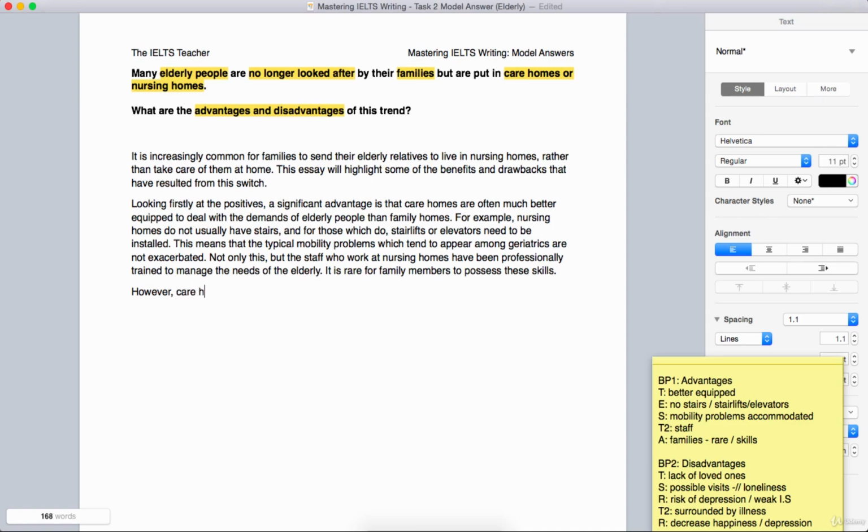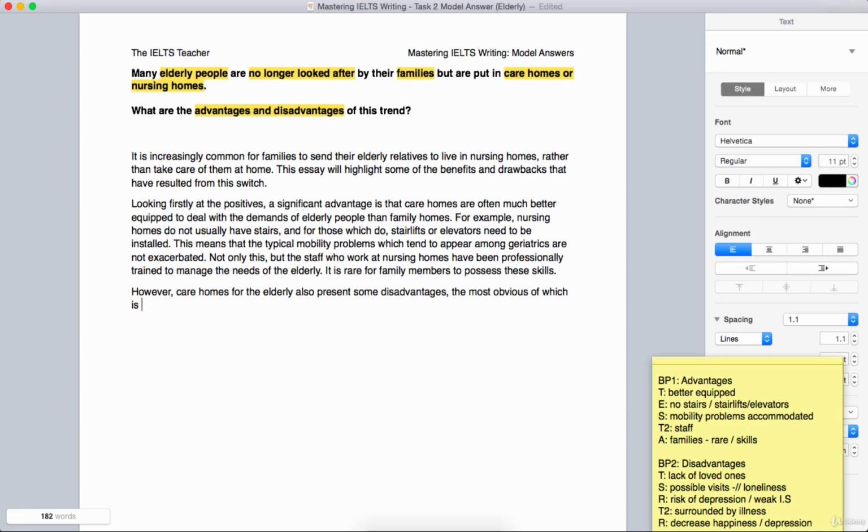However, care homes, so that's what we're focusing on here, the problems of care homes. Care homes for the elderly, similar to last time, also present some disadvantages. However, using that term again, last time we ended the sentence here. This time we're going to use a comma and we're going to introduce the first disadvantage. And we're going to introduce it with a nice turn of phrase, the most obvious of which is.